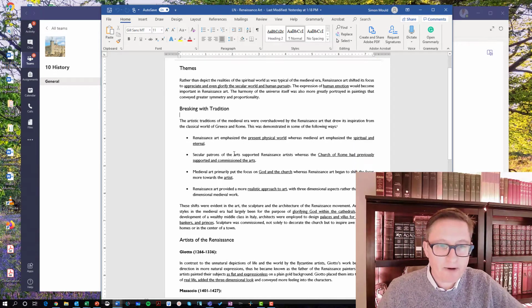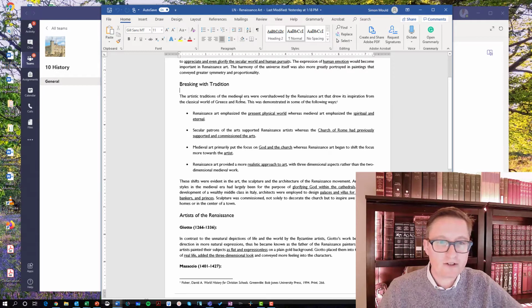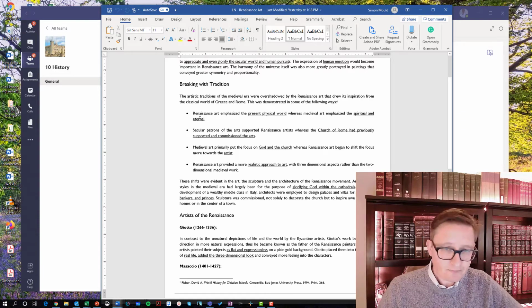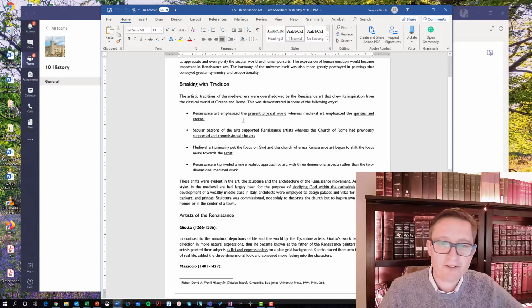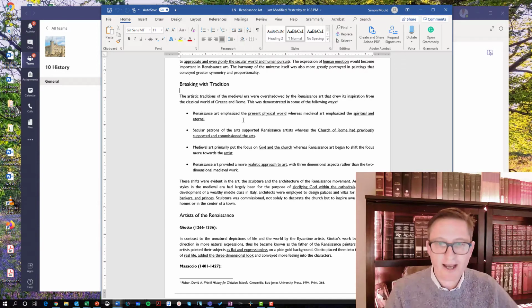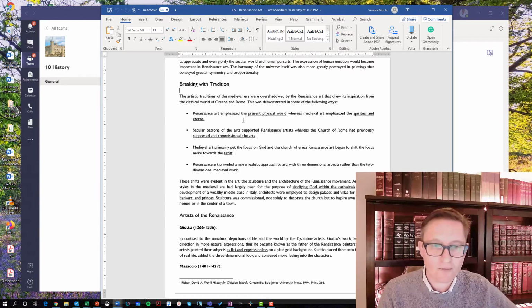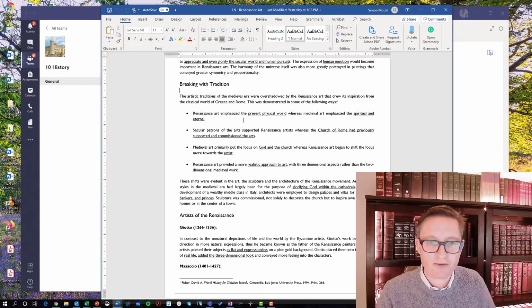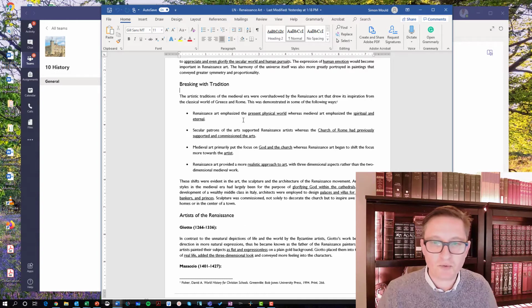In terms of breaking with tradition, the artistic traditions were certainly overshadowed during the Renaissance period. As a result, this first bullet point: Renaissance art is going to emphasize the physical world a lot more. In the medieval world, you don't see any paintings of trees and sky and buildings and all that kind of stuff, whereas in the Renaissance period you see a lot more emphasis placed on the physical world.